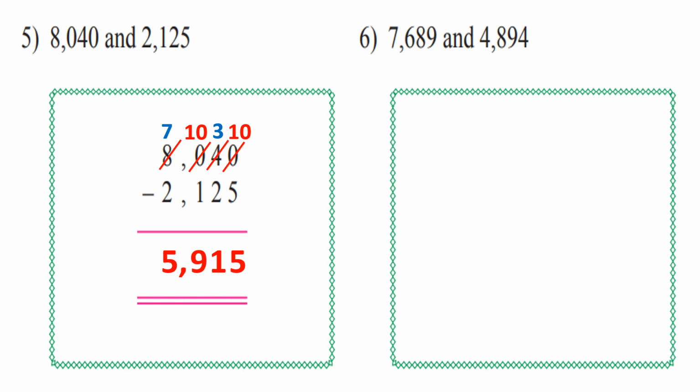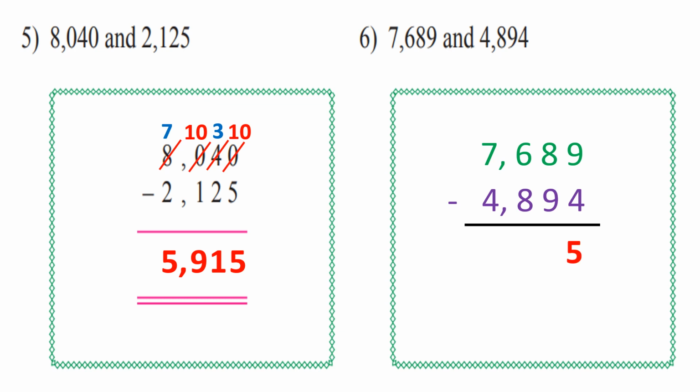Number 6 is 7,689 and 4,894. Okay, subtract. Okay, you rewrite the numbers. 7,689 minus 4,894. Okay, first we subtract the ones place. 9 minus 4 equals 5. Next is 8 minus 9.